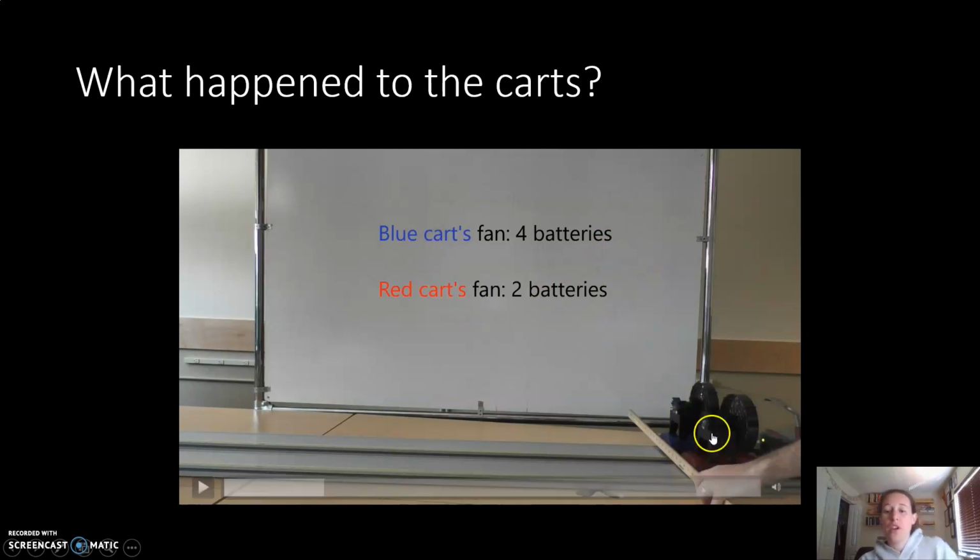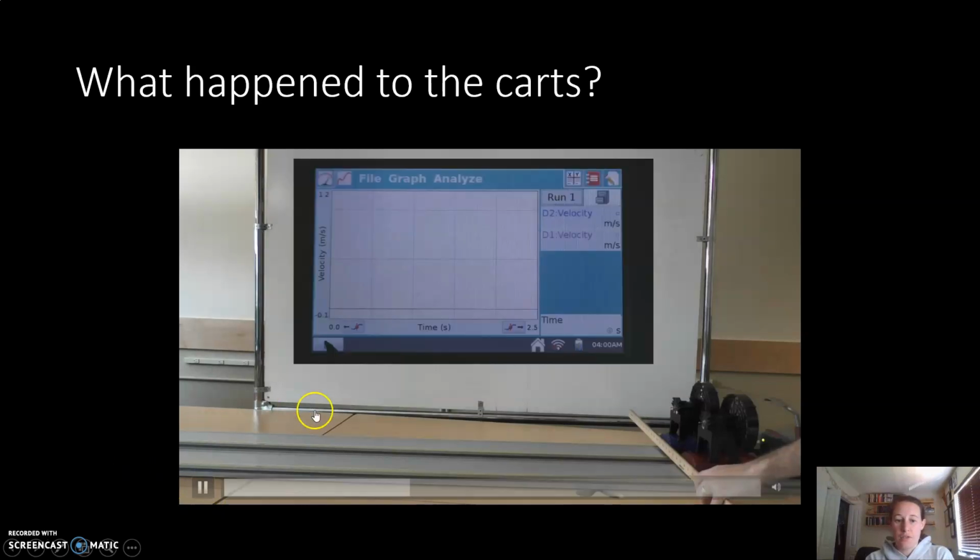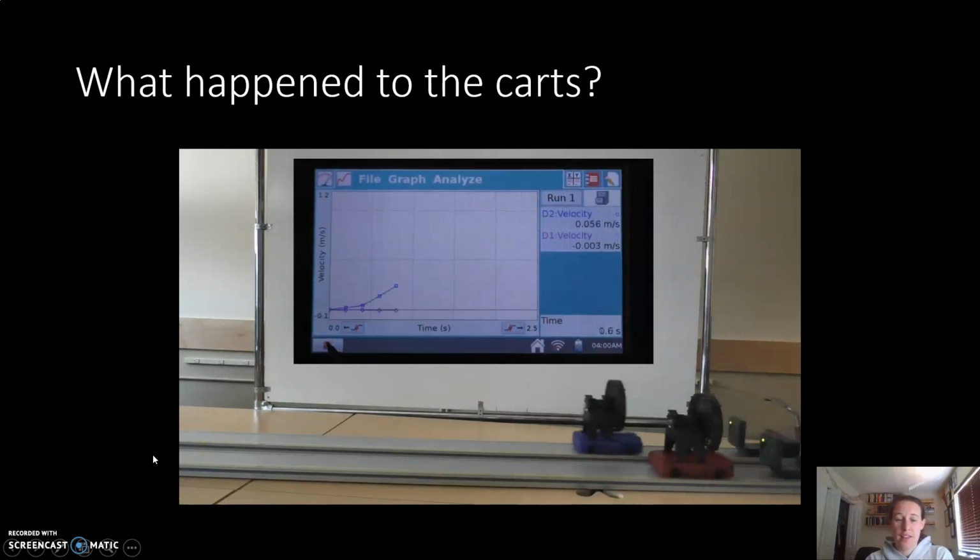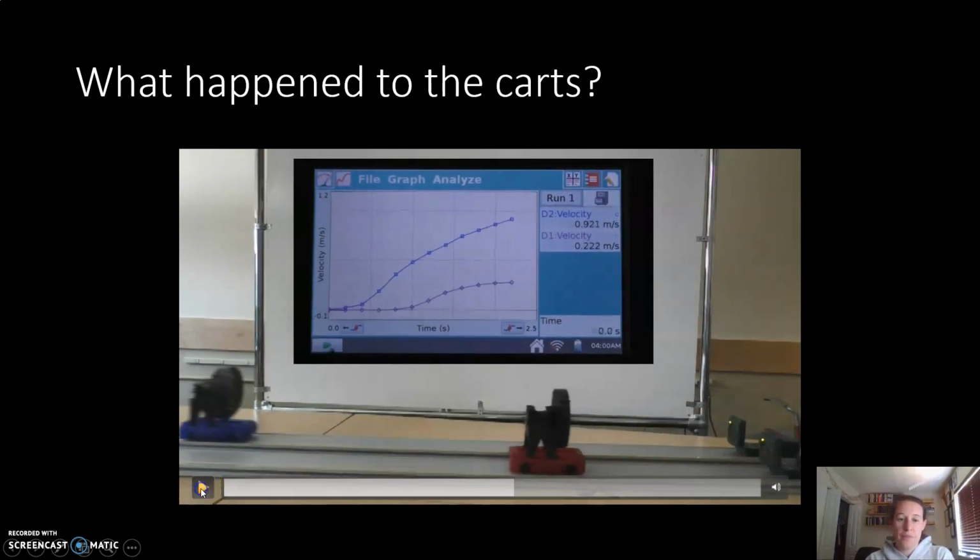From that, we're going to look at what happens when this individual removes this meter stick and see what happens to the velocity, so how quickly these move. So let's see if we can see that. They're going to release. That's pretty much the whole experiment. This blue cart, remember this is the one with 4 batteries, so it has more power. And the red cart with half the batteries has less power.